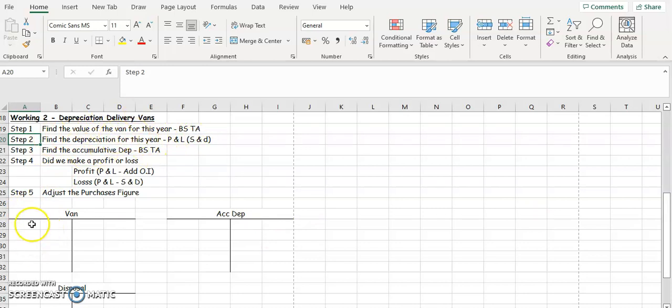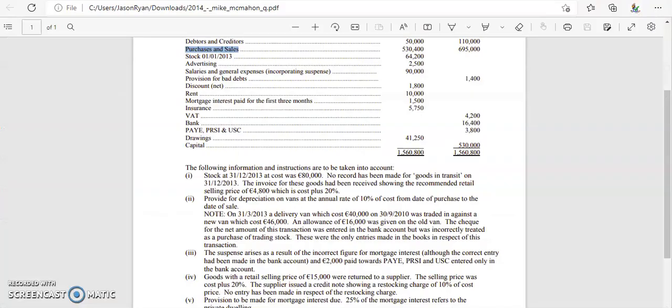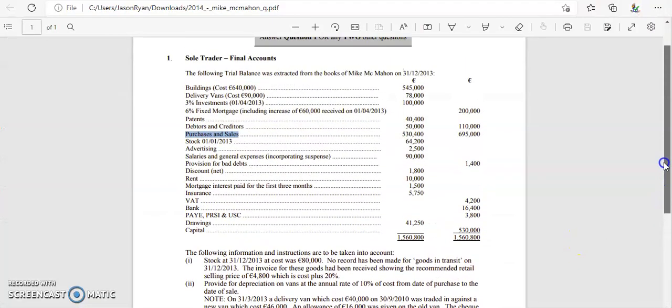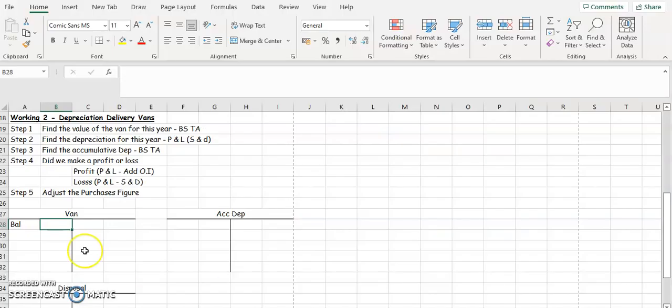So we know the vans are an asset. So I'm going to go and find out what is the value of my vans on the trial balance. So I go back to my trial balance. My delivery vans, it says cost 90,000. So if that's an asset, it's going to go on the credit side. So 90,000 is going to go on my credit side.